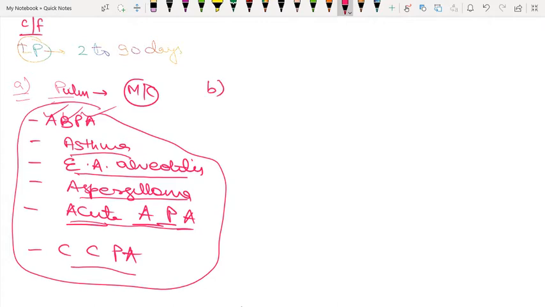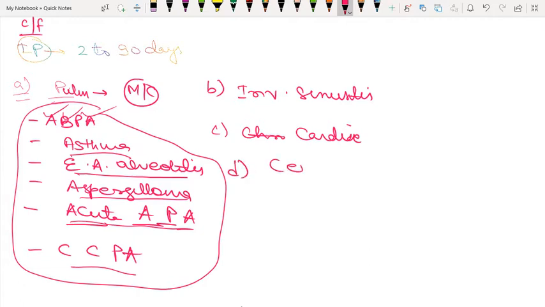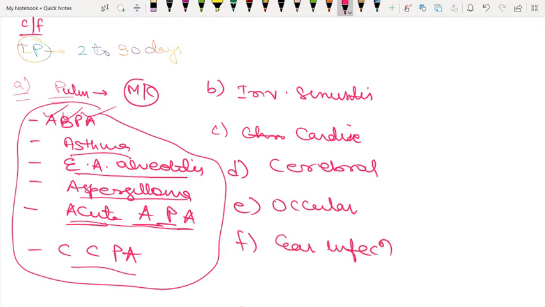The second one is other forms of aspergillosis, such as invasive sinusitis. Then cardiac aspergillosis will also be there. Endocarditis and pericarditis are caused; it is an important MCQ question. Then cerebral aspergillosis, where brain abscess, hemorrhagic infarction or meningitis can occur. Then ocular aspergillosis, keratitis and endophthalmitis. Then ear infection, otitis externa.